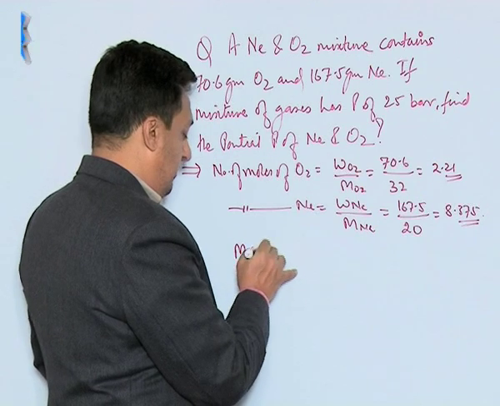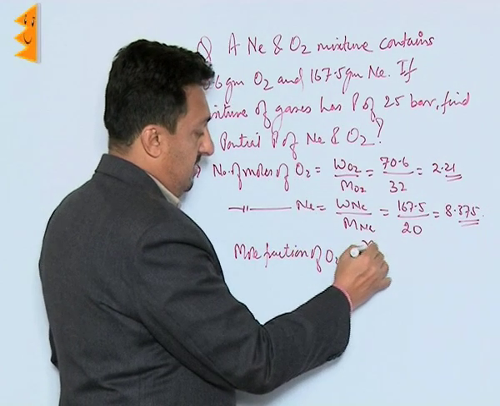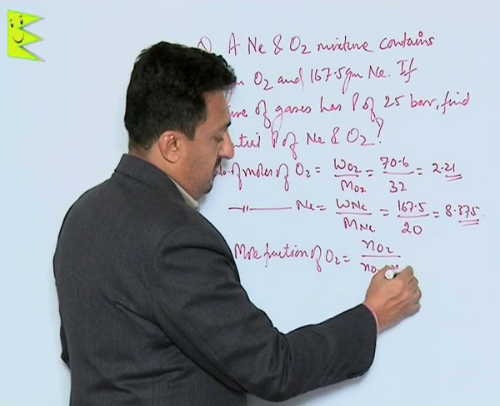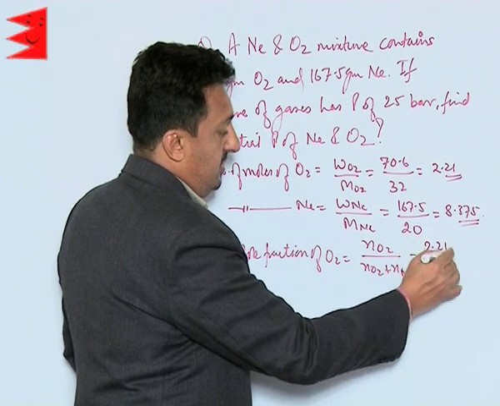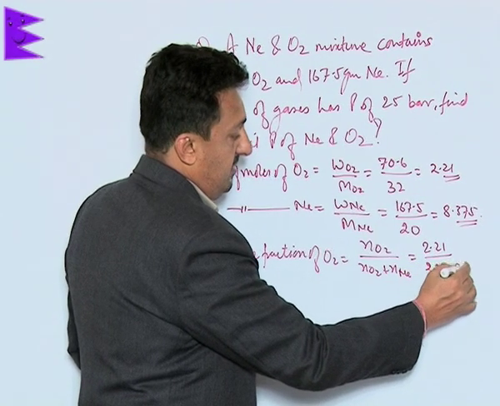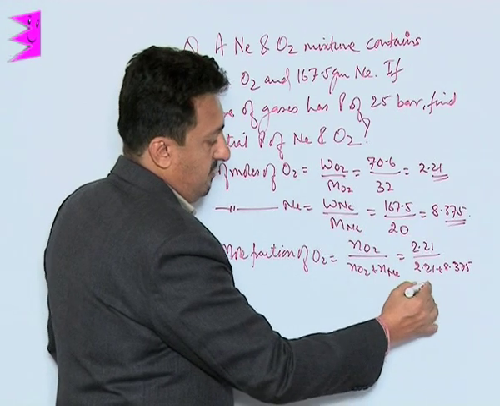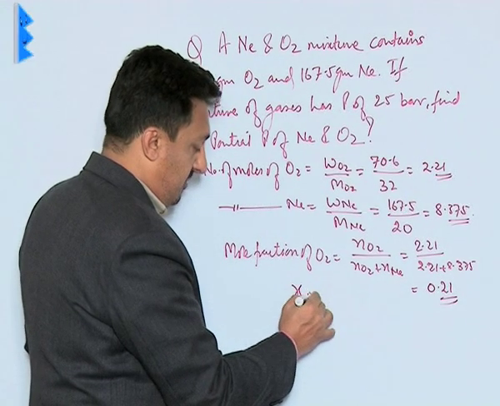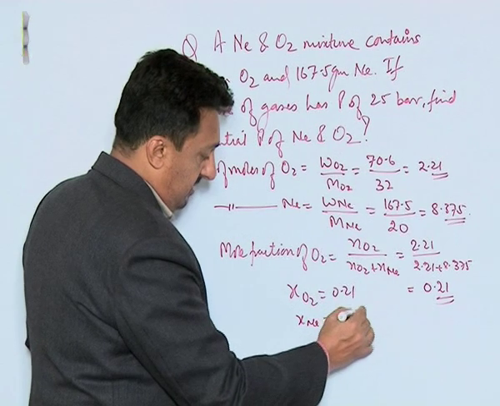So, we can write down mole fraction of oxygen will be number of moles of oxygen upon number of moles of oxygen plus number of moles of neon. So, it will be 2.21 upon 2.21 plus 8.375. So, this comes out to be 0.21 approximately. So, if the mole fraction of oxygen is 0.21, the mole fraction of neon will be 1 minus 0.21, so it will be 0.79.